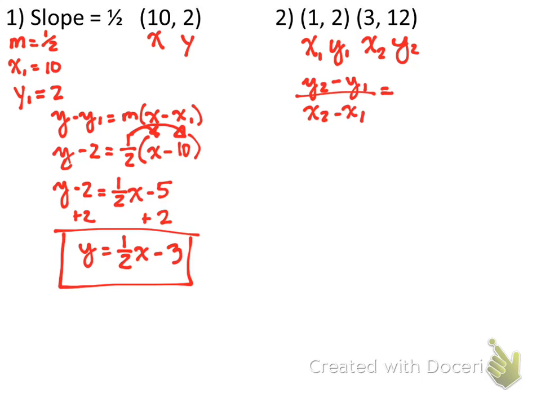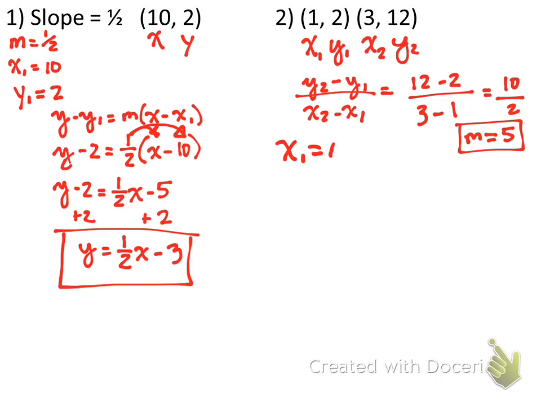Which is equal to y2, your 12, minus y1, your 2, over x2, which is 3, minus x1, which is 1. 12 minus 2 is 10, 3 minus 1 is 2, 10 divided by 2 is 5. So we know our slope is 5. We already know x1 is equal to 1 and y1 is equal to 2. So we have all of our pieces of information, so now we just need to input it into the point-slope form: y minus y1 is equal to m times x minus x1.